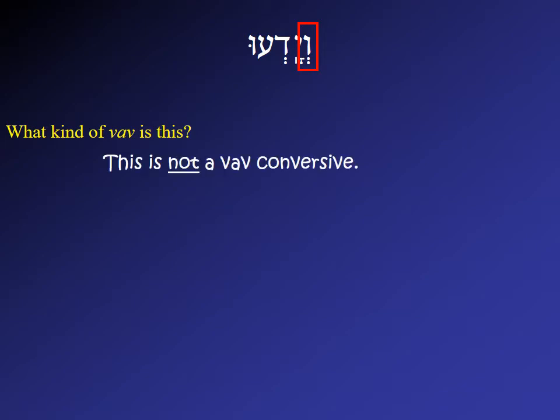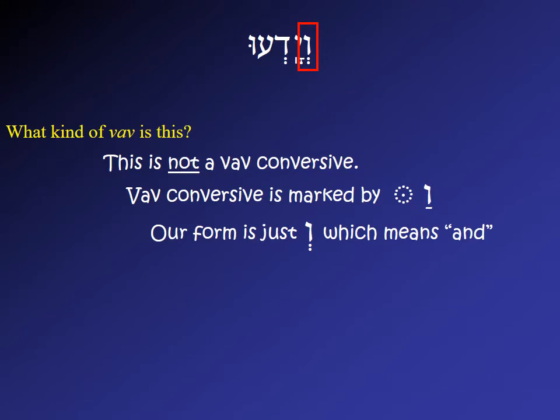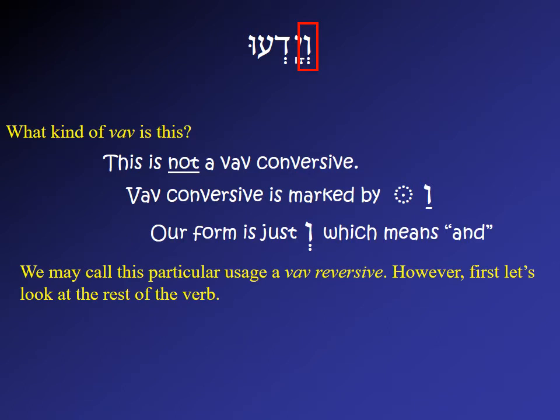Okay, so let's look at this first word. We recognize the vav at the beginning of the word. Now this is not a vav conversive. If this were a vav conversive, we would expect vav followed by patach and a doubling, a dagesh, in the next consonant. So our form is just vav with a shva, which simply means and. Now, as we'll see in just a minute, this particular form is called a vav reversive.